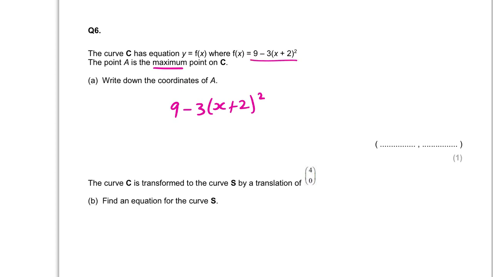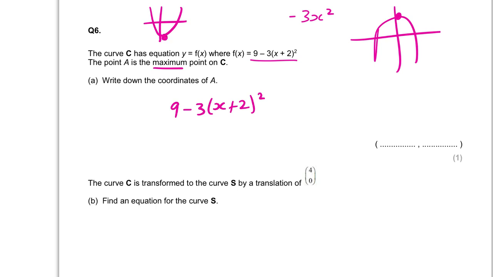If I was to expand this, I'd end up with minus 3x squared. A negative quadratic looks like this. So we would have a maximum point, okay? A positive quadratic would look like this, smiley face, so we have a minimum point. So how do we find this point? Right, what makes this bracket 0? When x equals minus 2.